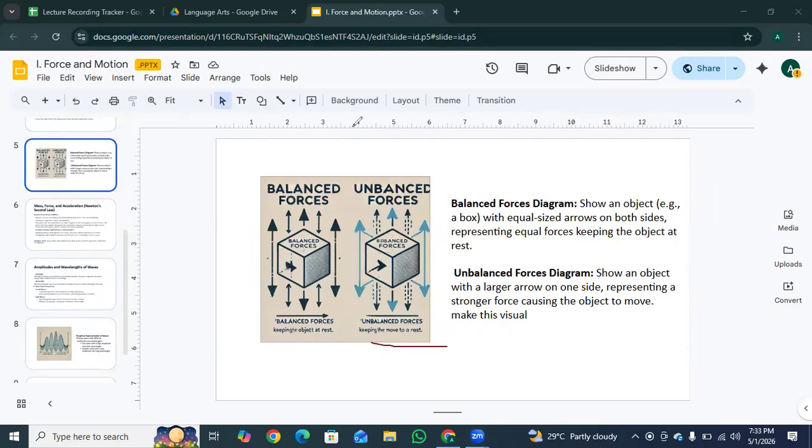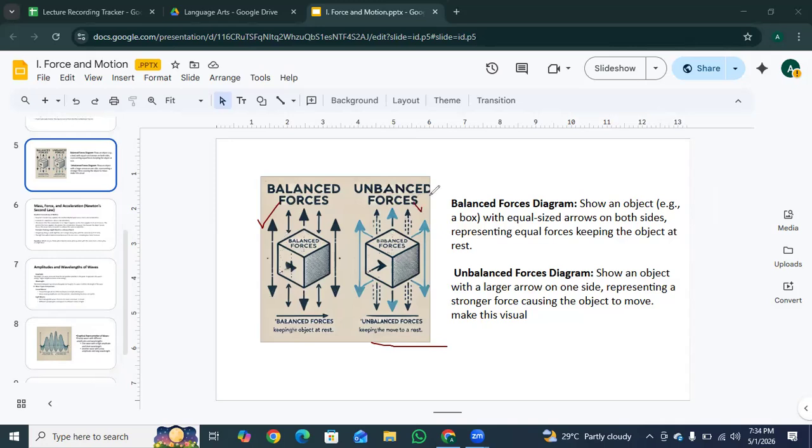Here are the diagrams of balanced and unbalanced forces. Look at this diagram carefully. You can see that all the arrows around the box are the same size, which means that the forces pushing or pulling from every side are equal. So the result is that the box stays at rest, it does not move.